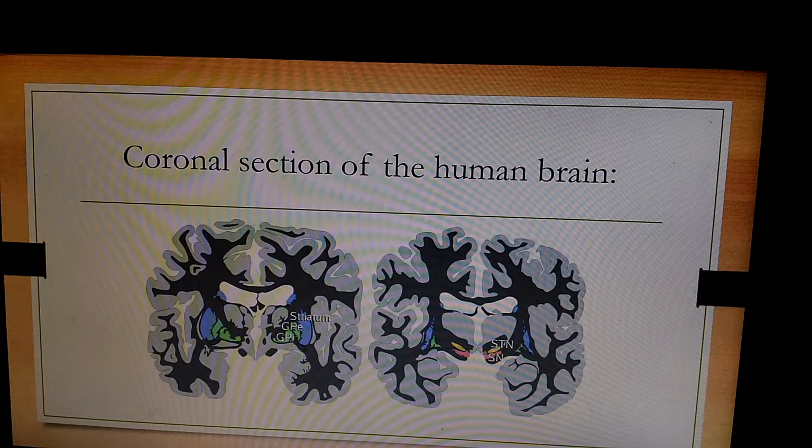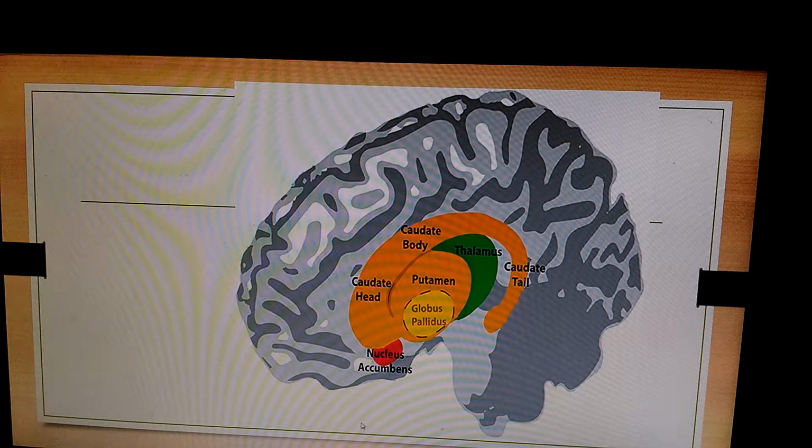In this coronal section of the human brain, you can see here the striatum and substantia nigra this side and subthalamic nucleus here. Here also we can see the nucleus accumbens and caudate. Caudate has three parts: tail, body and head. This is putamen, globus pallidus and thalamus.